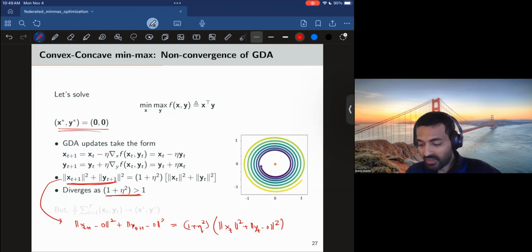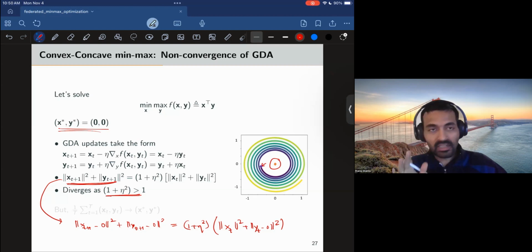And this is what we see in the figure. So this is the saddle point, this is the origin, and this is where we initialize the algorithm. And as you can see, it's spiraling out. It's going away from the solution as time progresses, right? So clearly GDA has a problem.